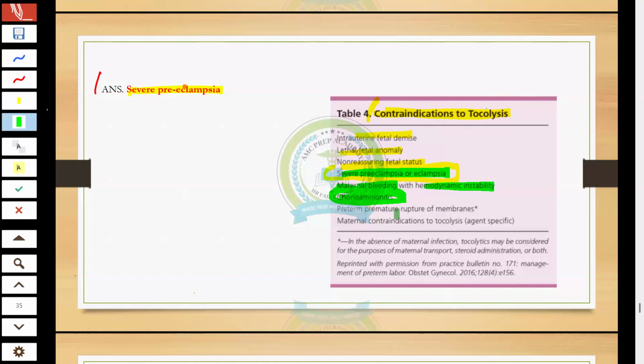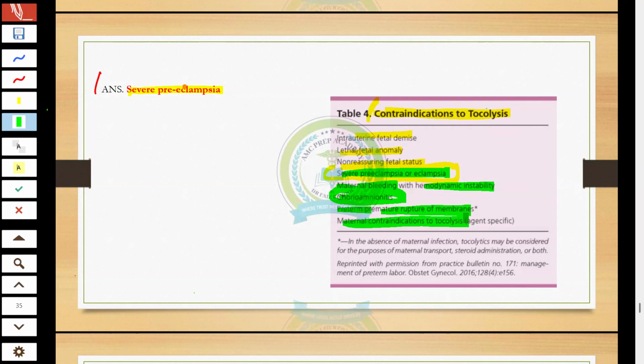And then preterm premature rupture of membranes. And then maternal contraindications to tocolysis. These are important contraindications to tocolysis. And for tocolysis, we have to use drugs like a calcium channel blocker, nifedipine, and we can go with some beta agonist as well.